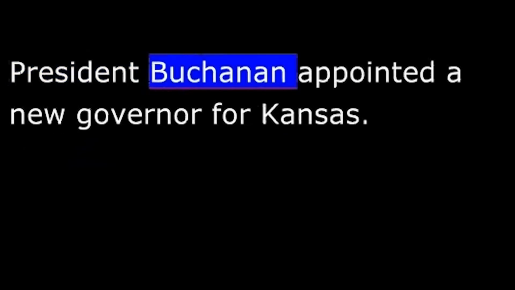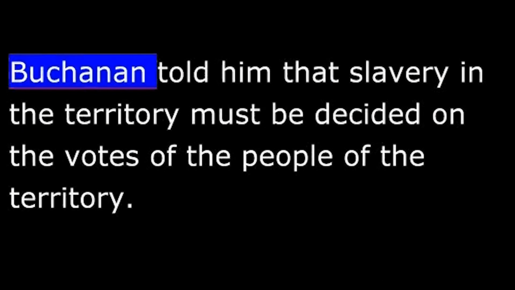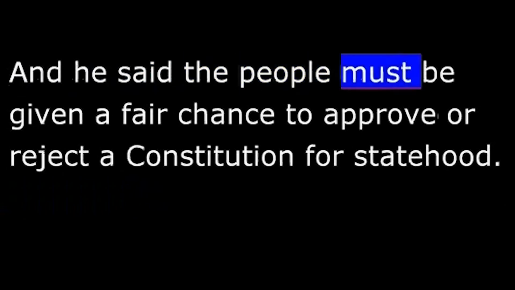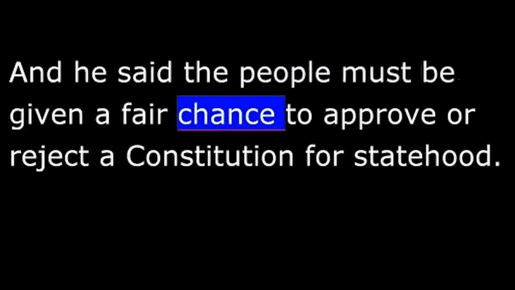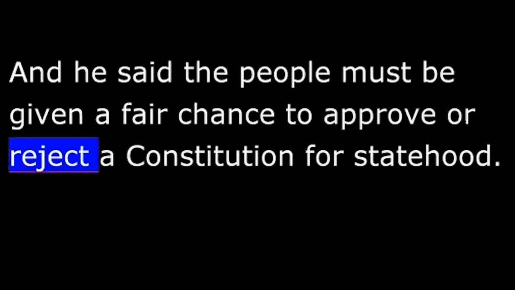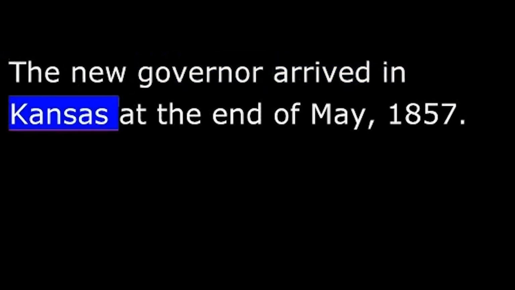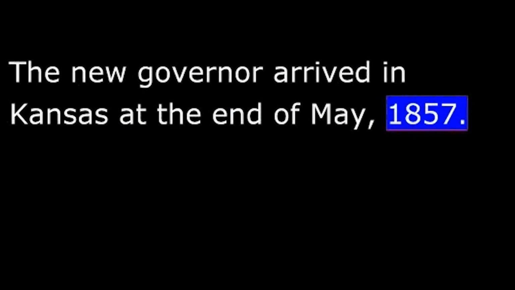President Buchanan appointed a new governor for Kansas. Buchanan told him that slavery in the territory must be decided on the votes of the people of the territory. And he said the people must be given a fair chance to approve or reject a constitution for statehood. The new governor arrived in Kansas at the end of May 1857.